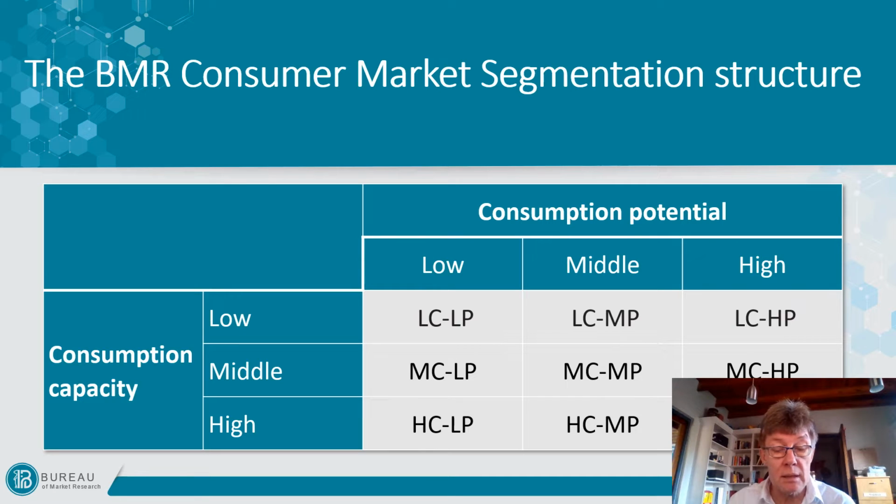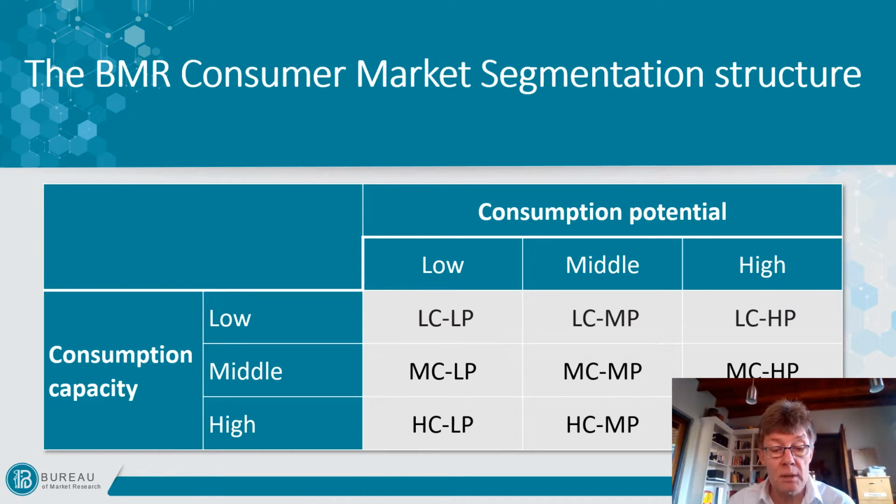So on the one axis, you've got consumption capacity: low, middle, or high. And on the other axis, you've got consumption potential: low, middle, high. A typical low consumption capacity, low consumption potential person would be low earning, typically not economically active or unemployed, with a fairly low level of education and also a low level of digital inclusion, with respect to not having a smartphone, for example, or access to tablets, etc.